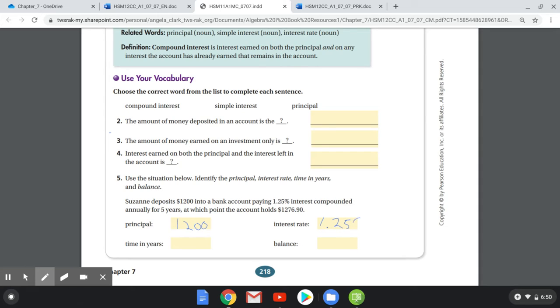The interest rate is 1.25%, but if we were going to put that in an equation, that would be 0.0125, right? I left out the 1. So if I was going to use this in an equation, I would need to use it in decimal form. The time in years is going to be 5 because we were told it was 5 years. And the final balance, the balance is the final amount.